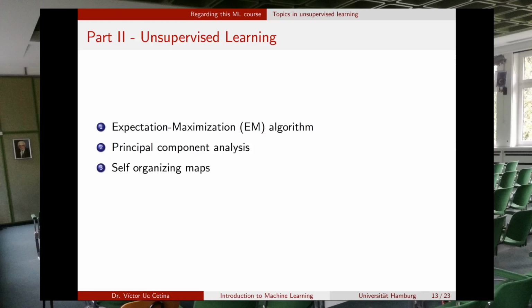Then I will explain a kind of unsupervised neural network, which is called self-organizing maps. And these methods are very powerful, as you will see, for clustering. And finally, in the section of unsupervised learning, we will study spectral clustering.